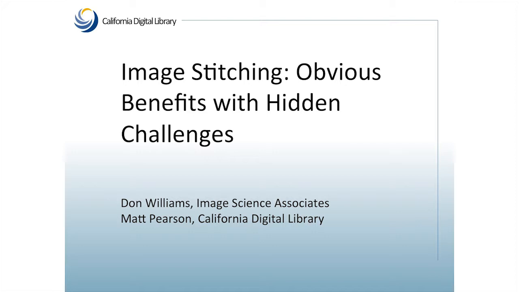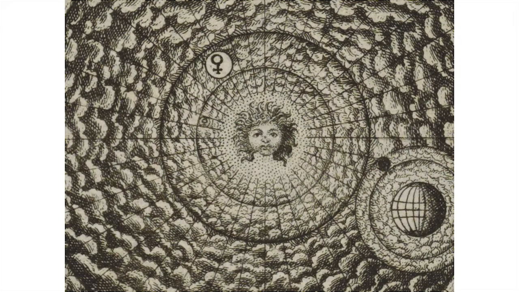This talk is about image stitching, primarily for two-dimensional or fairly flat objects. Nothing's really truly flat, but that's what we're talking about, not 3D. 3D is just kind of a whole other can of worms. That's phase 2. This is phase 1.